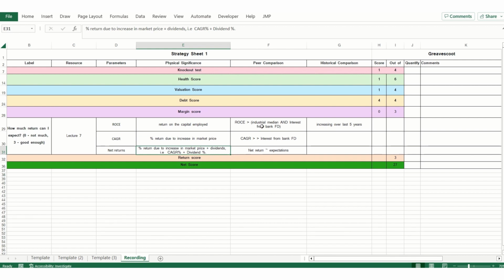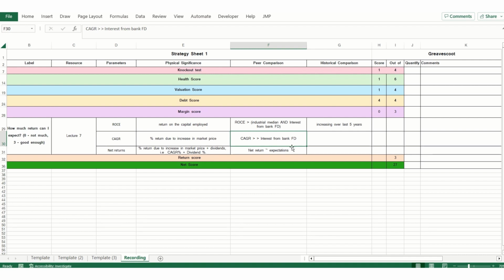So the criteria is that your ROCE should be greater than industrial median, and it should be greater than the interest from your FD. Both conditions have to be fulfilled, and your ROCE should be increasing over your last 5 years. For CAGR, it should be much greater than your bank FD. When I say much greater, it should be at least 1.5 or 2 times your bank FD. Otherwise, there is no point in taking a lot of risk and getting just 8% or 9% return, while you can easily get 7.75 in some of the FDs.